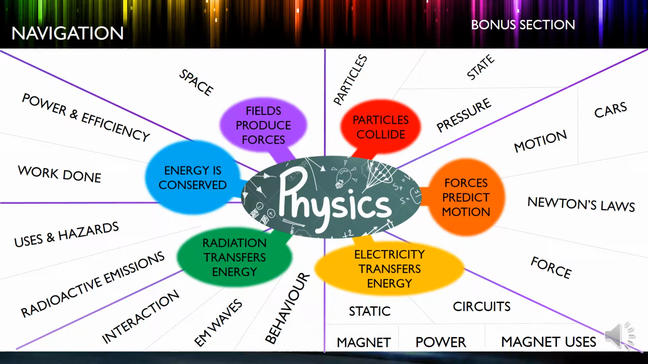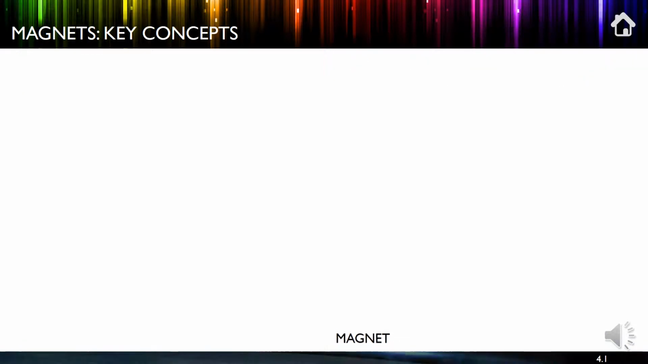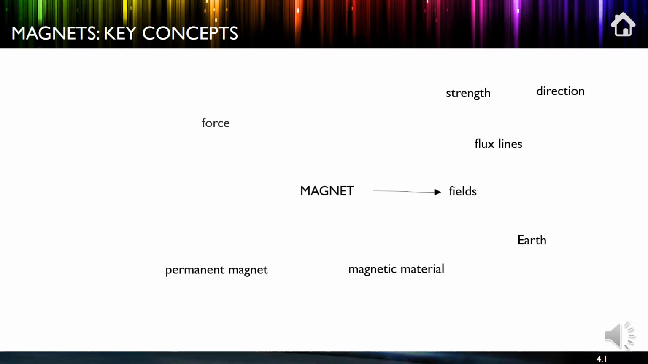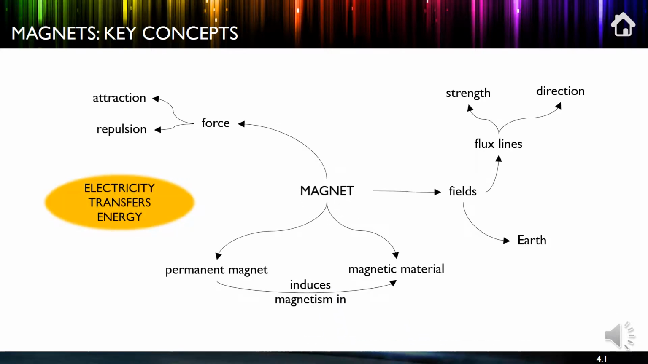This is video 4.1. It deals with magnets. So magnets is something we're fairly familiar with. We know that they exert forces. They can be repulsive or attractive. They can also induce, which means to create indirectly magnetism in magnetic materials. So iron being the most obvious one.